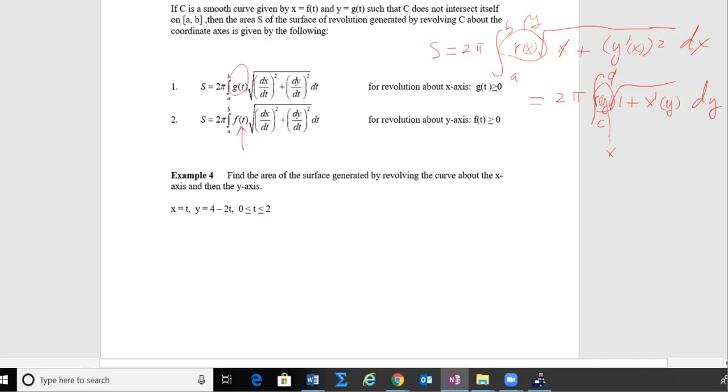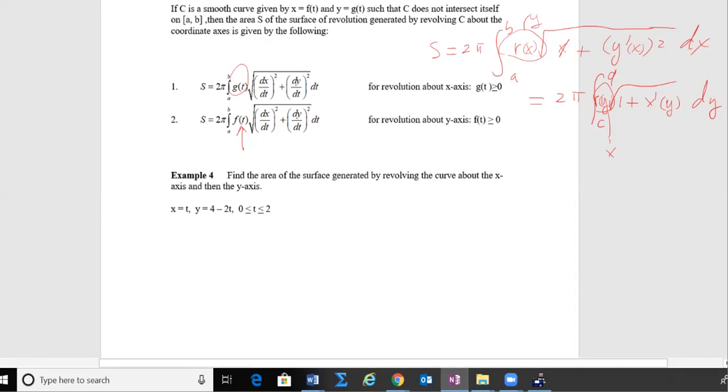Okay, now the surface area. We're going to work this example. Find the area of the surface generated by revolving this curve about the x-axis and then the y-axis. Okay, I was saying this is the radius here. All right, let's go ahead and try a problem. It says find the area of the surface generated revolving the curve about the x-axis and then the y-axis. There's 2 problems in one here.